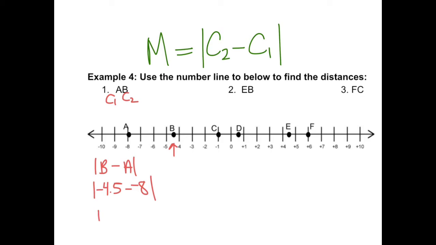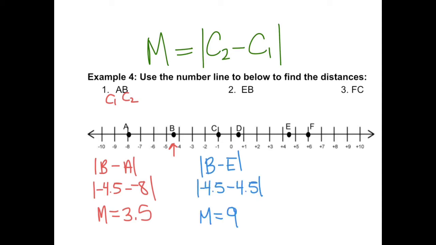So this measure is positive 3.5, and if we look, that should make sense. It starts at A, 1, 2, 3.5. So A is 3.5 units from B. This is how we justify that mathematically. Go ahead and pause the video, try EB and FC, and then we'll finish it out to get the answers.